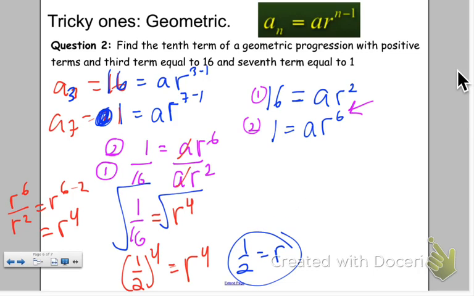So we found r. Now we just need to find the a. So what I'm going to do is plug this back into the easier one of the two, so the top r there. I'm going to get kind of all over the place here, sorry about that.